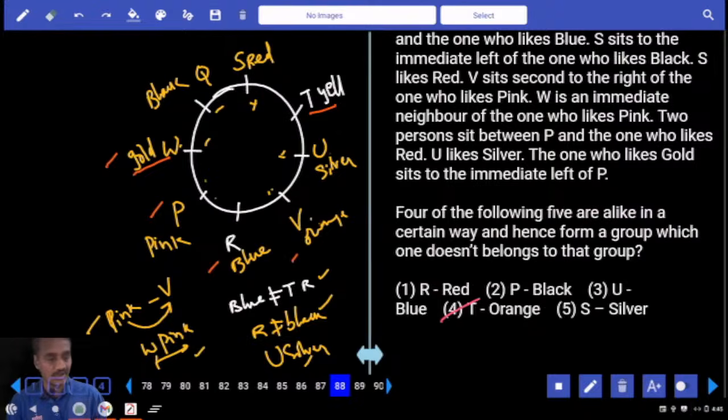Then 88. Odd one out. R and red, they are opposite to each other. P and black, 1 person between them. U and blue, there is 1 person between them. Then what is your answer? Choice. Now, have we got the same answers or not? If all the persons are facing towards one direction, by default take it as towards the center.